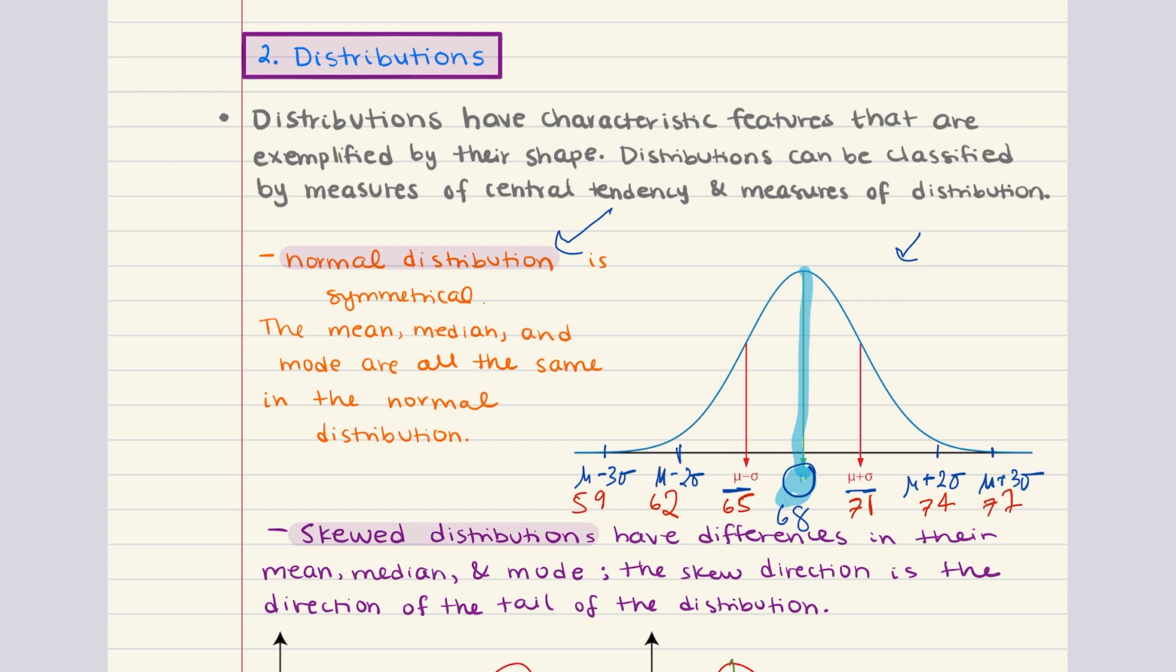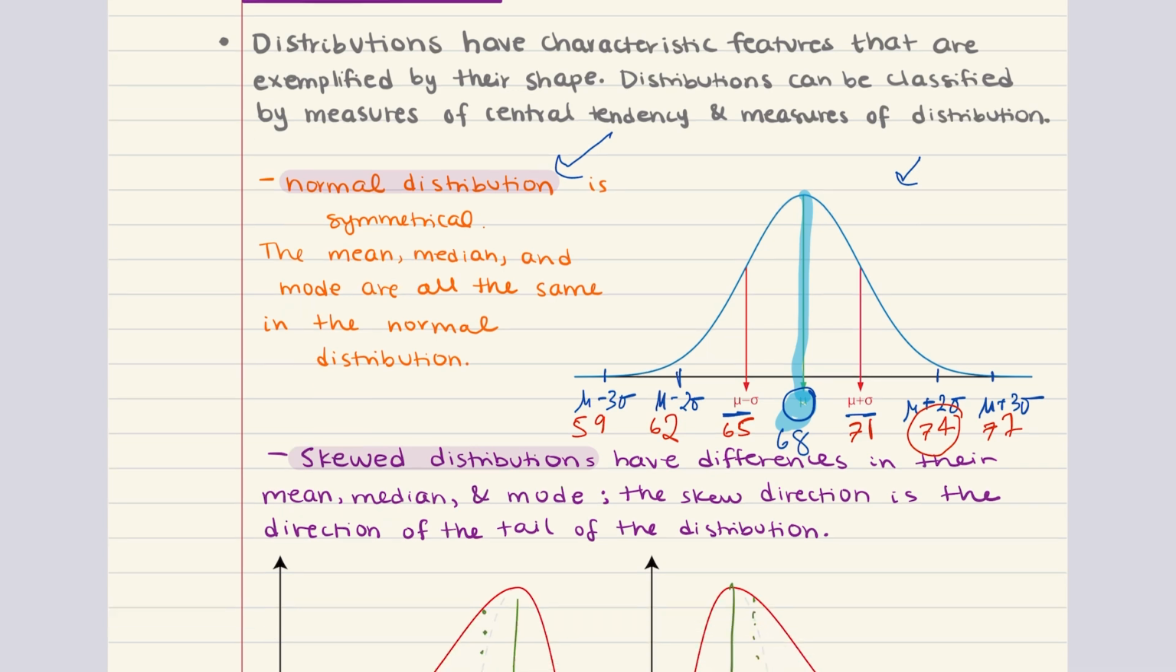So this property makes the normal distribution very useful in predicting properties and also understanding variability. So for example, if someone's height is 74 inches, we know that they are within two standard deviations above the mean and therefore taller than approximately 95% of adults.